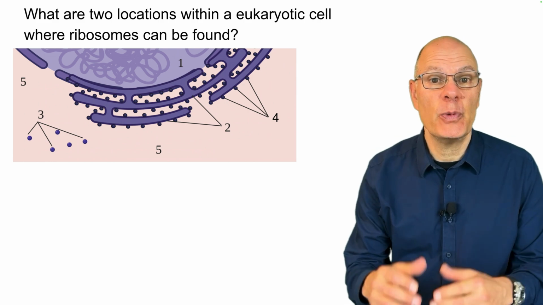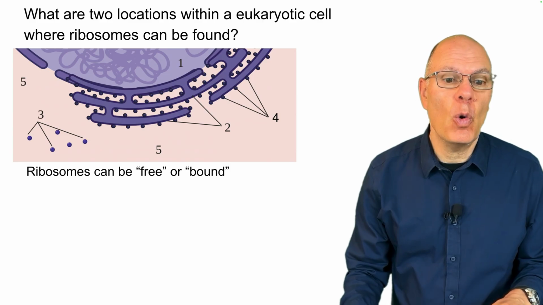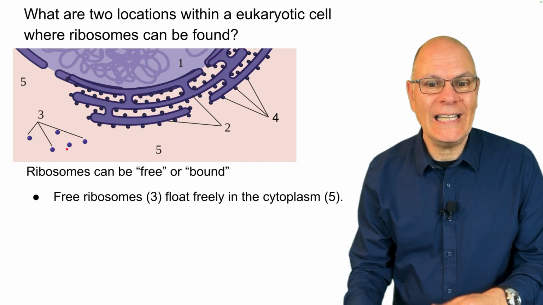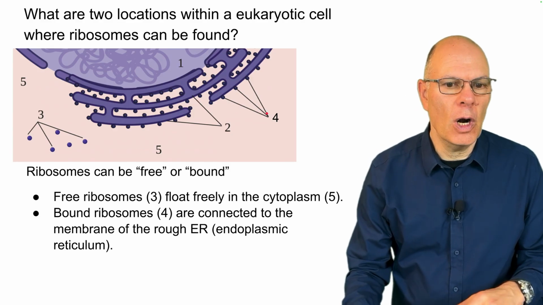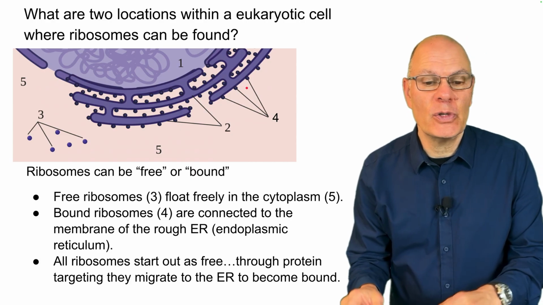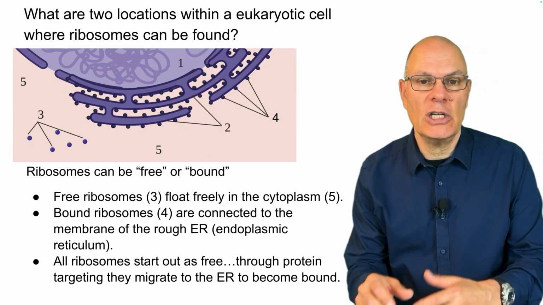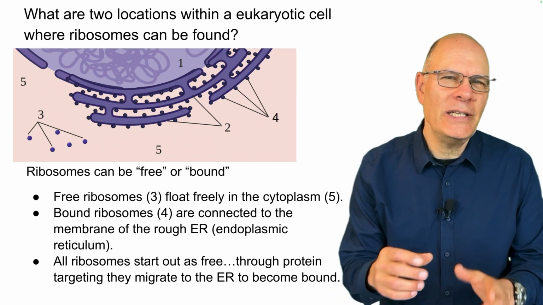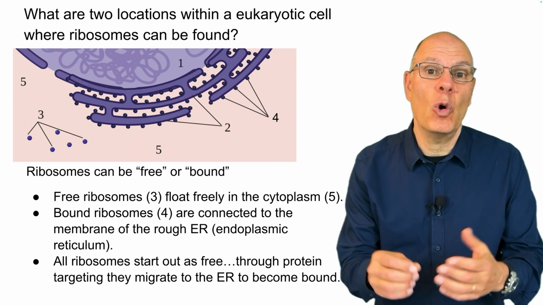What are two locations within a eukaryotic cell where ribosomes can be found? Ribosomes can be free or bound. Free ribosomes, shown at 3, float freely within the cytoplasm, which is number 5. Bound ribosomes, shown at 4, are connected to the membrane of the rough ER. All ribosomes start out as free, though through a process called protein targeting, they migrate to the ER to become bound. They do that if the proteins that the ribosomes are creating are destined to be put inside a vesicle so they can go to the Golgi or the membrane or a lysosome.